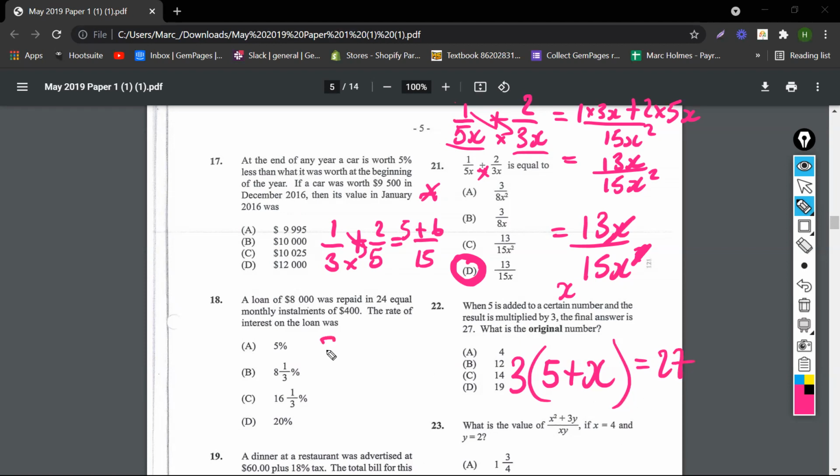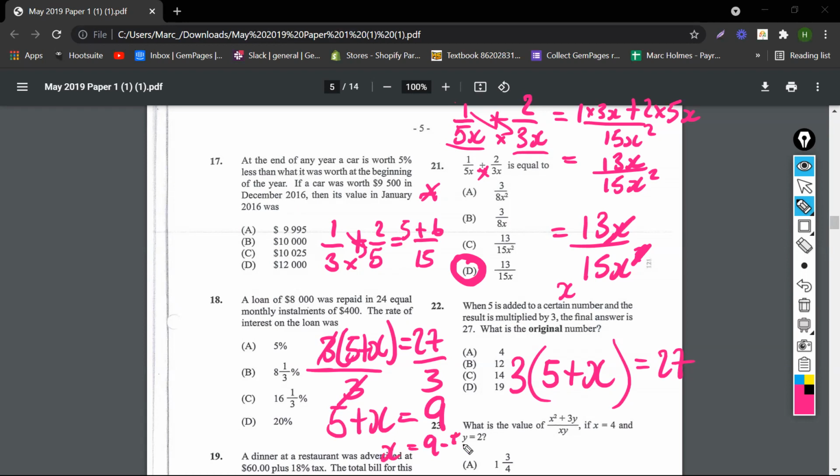That one is kind of easy. 3 times 5 plus X is equal to 27. Divide both sides by 3 to get rid of the 3. 3 into 27 means 5 plus X is equal to 9. So that means X is equal to 9 minus 5. So my answer is A. Let me just double check for a second though.